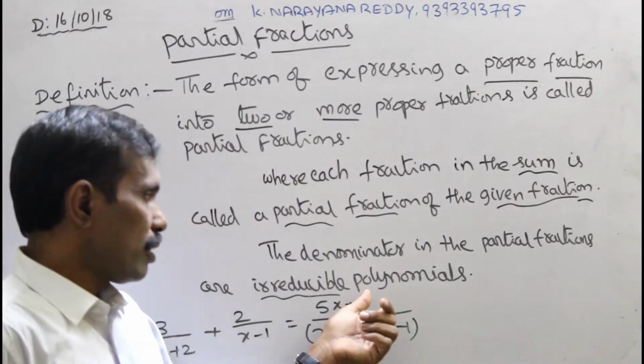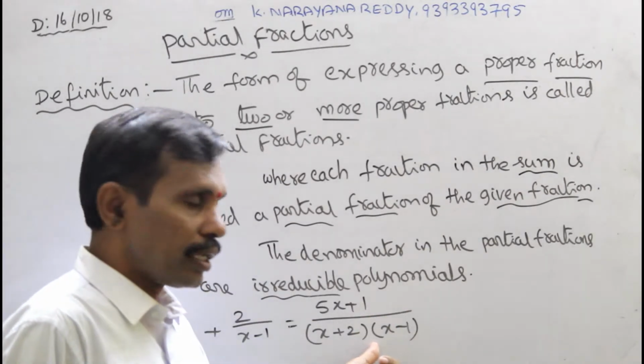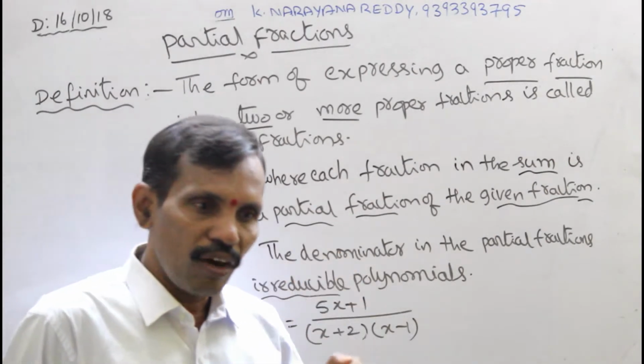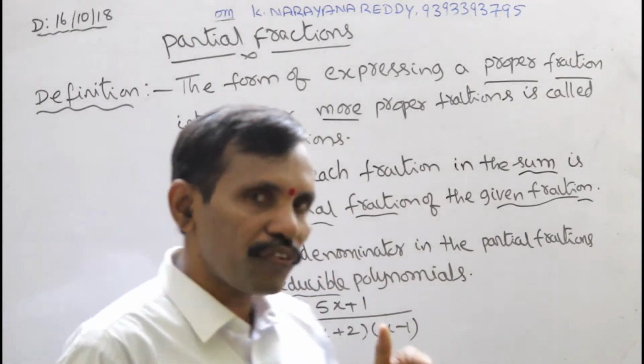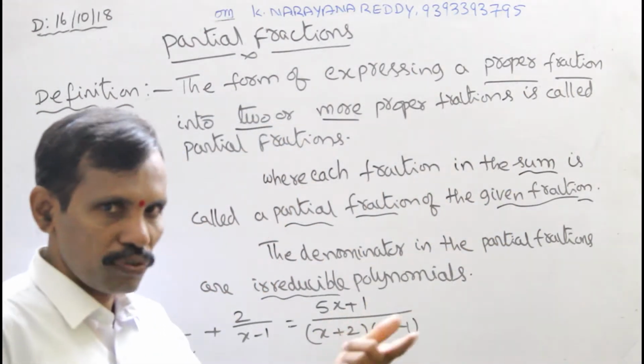The degree of the numerator is always less than the degree of the denominator. When the degree of the numerator is less than the degree of the denominator, that is called a proper fraction. I will tell you more in the future classes.